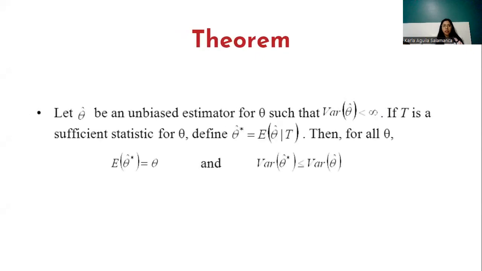And the theorem is this one, where let the estimator theta be an unbiased estimator for theta such that the variance of the estimator theta is less than infinity. If T is a sufficient statistic for theta, define the estimator for theta as equal to the expected value of theta given T. And then for all theta, we have the expected value of the new estimator of theta is equal to theta, and the variance of this estimator is less than or equal to the variance of the original estimator.